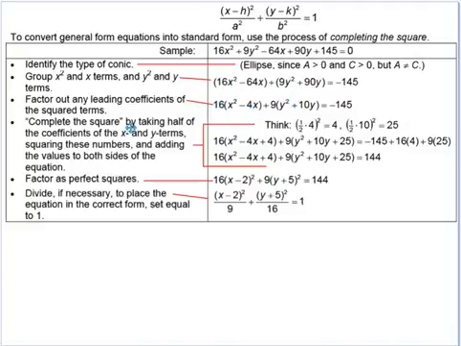The next step is a little bit difficult. It's completing the square. There's several parts to it. The first thing you want to do, take your -4 here, divide it by 2 and square it. You get a 4. Take the 10 here, divide it by 2, square it, and get a 25. And then you're going to add those to both sides of the equation. So you're going to add 4 here to your x terms. You're going to add a 25 here to the y terms.